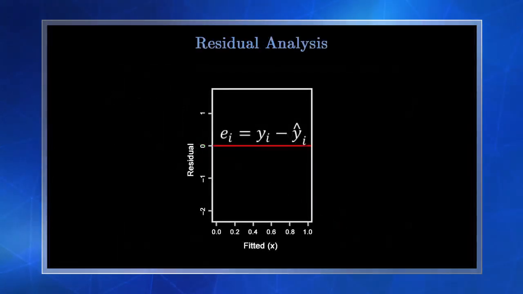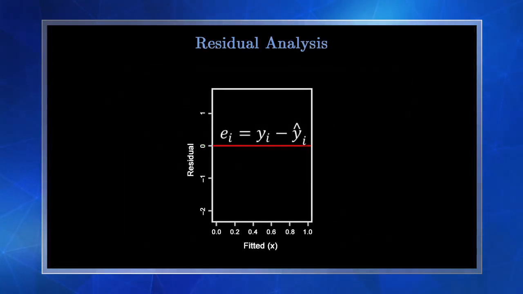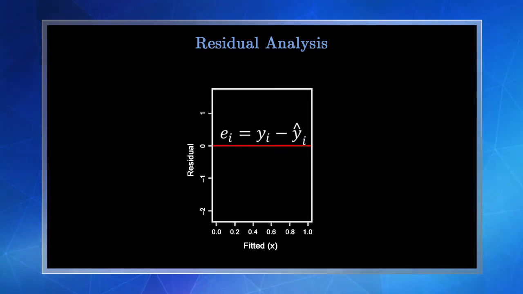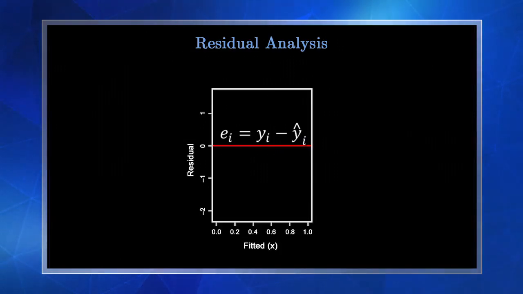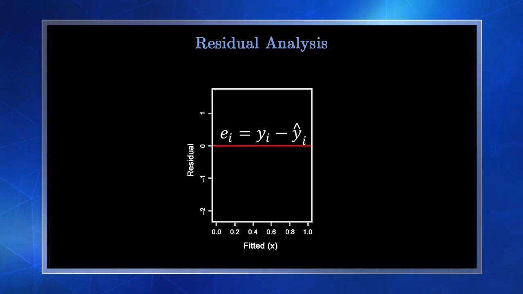Now, in order to analyze our residuals, we need to plot them. And we're going to look at a residual plot. This is just going to be a scatter plot of our residuals against our explanatory variable x. And the mean of the least squares residuals should always be equal to 0. So we're going to look for residuals that should be roughly centered around 0.